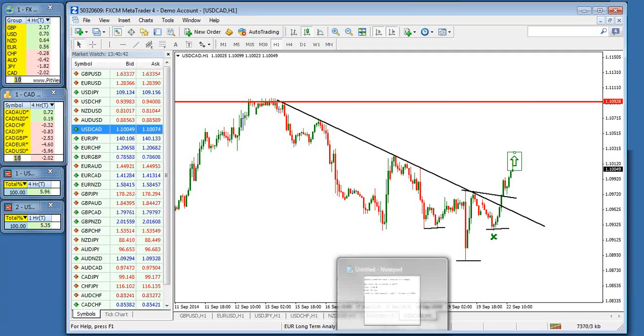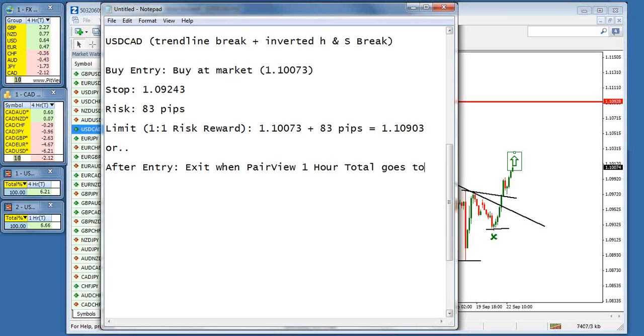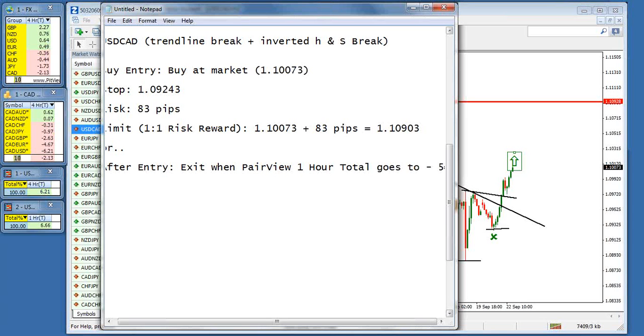So the other thing I might look for on the 1 hour time frame, or after entry, exit when pair view 1 hour total goes to -5.